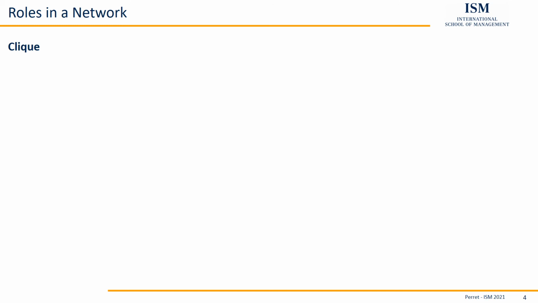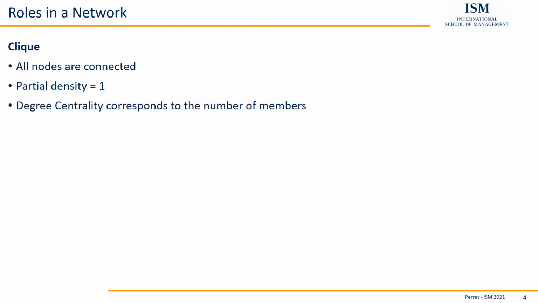Then finally we have the concept of a clique, which I already explained in a different unit. That's basically a subnetwork where all nodes are directly connected. So this partial network has a partial density of 1. Everything is connected to each other. Thereby, we have a degree centrality which directly corresponds to the number of members in this clique.